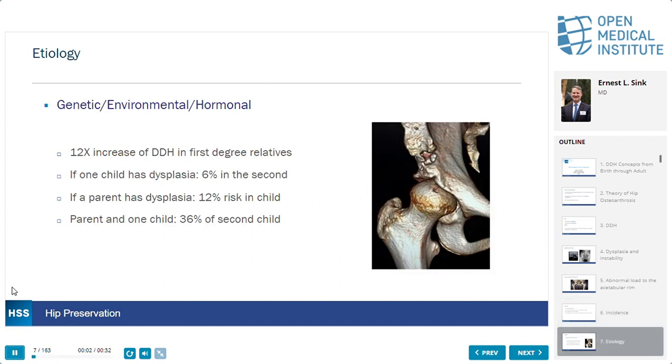So the etiology is genetic, environmental, hormonal, okay? There's a 12 times increase in DDH in first degree relatives. So if you have DDH or a mother has DDH, you have to look at the child. If one child has dysplasia, there's a 6% risk in the second. If a parent has dysplasia, 12% risk in the child. And if one parent and one child, it's 36%. Okay, so these are percentages that we know. It might be different if we screened every child in the world in different cultures. Perhaps these numbers would be different.